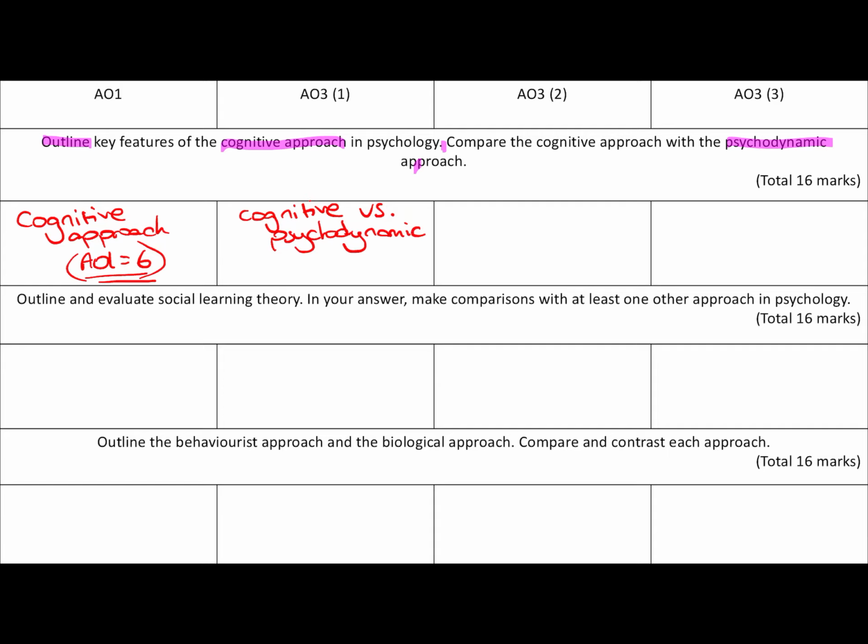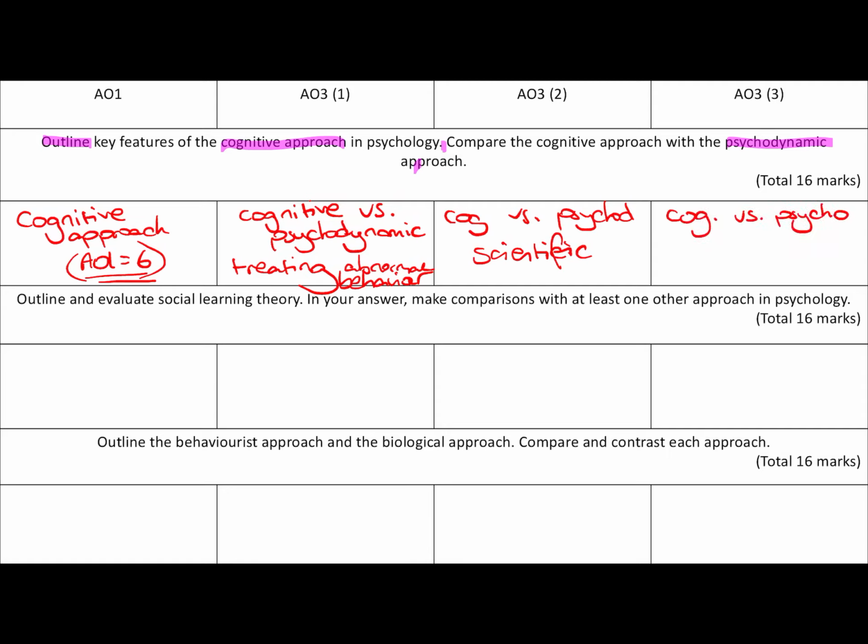In this case, though, you get full reign, you get full choice over how you're going to compare them. So, for instance, you might like to write the first paragraph on how it treats abnormal behaviour. Your second paragraph might be on how scientific they are, looking at lab experiments versus case studies. And then your third paragraph again is just going to be comparing the cognitive approach with the psychodynamic approach, and this time it might be on reductionism.